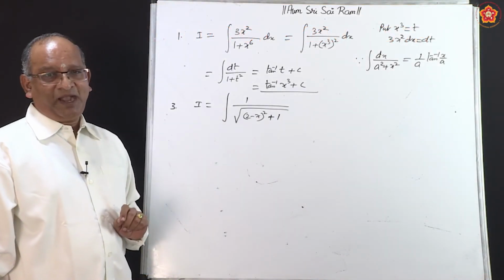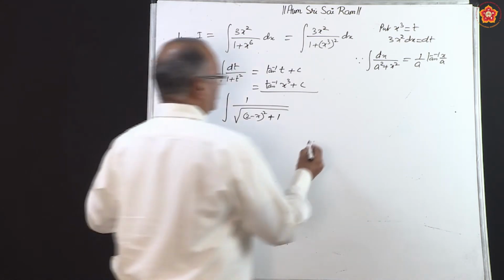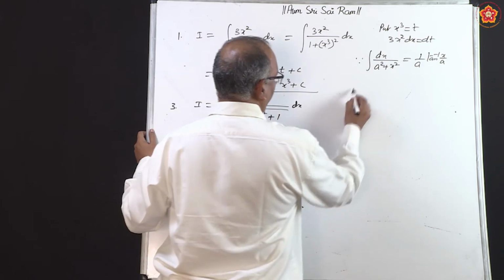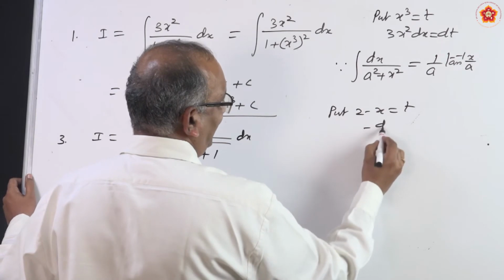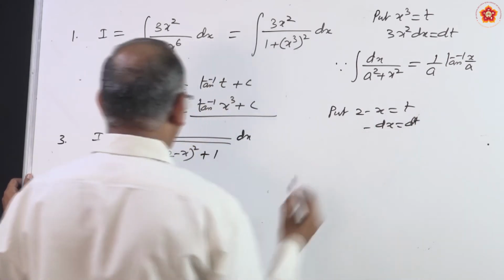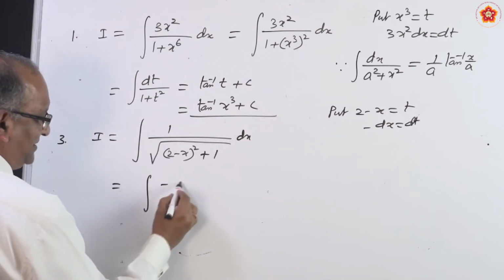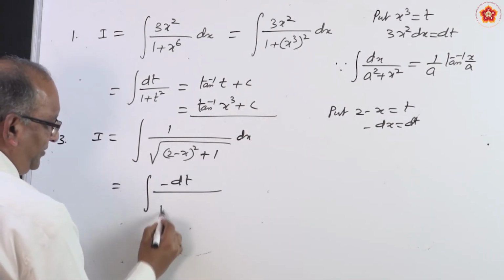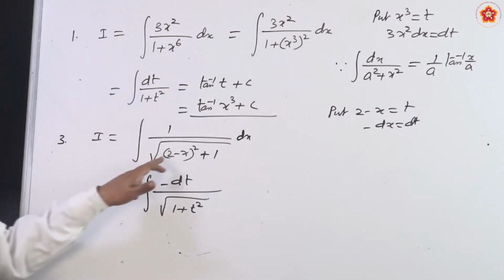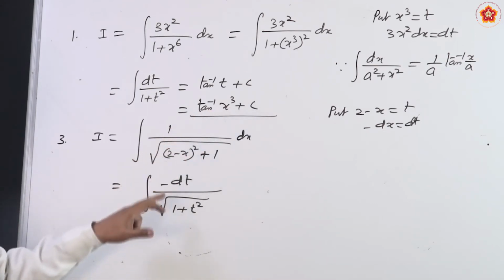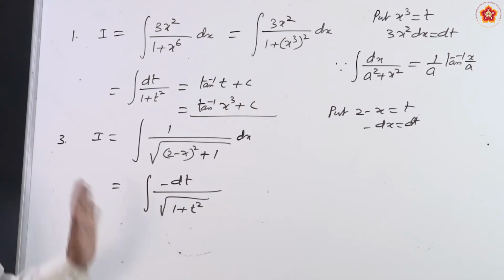Think about it. What we should assume? By looking at the problem only, you will know that we should assume, put 2 minus x equal to t. So you will get minus dx equal to dt. So this problem will become the integral of, instead of dx it is minus dt by under root of 1 plus t square. 2 minus x we took as t, so it is t square. Either you write t square plus 1 or 1 plus t square, both mean the same.